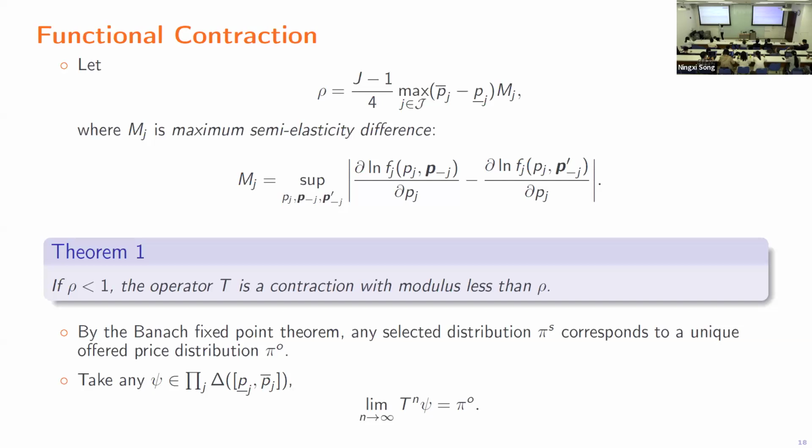It looks scary, but it's not. If you take this partial log f over partial p, this is exactly the semi-elasticity. I just replace the competing prices by another competing price profile, and for the difference, I take the sup over all the prices. So this is the maximum semi-elasticity difference. And the first theorem tells you that if this modulus is less than 1, then operator T is a contraction with the modulus less than rho.